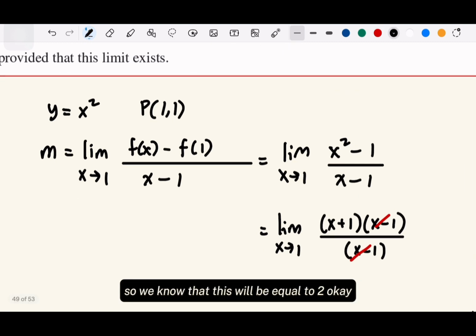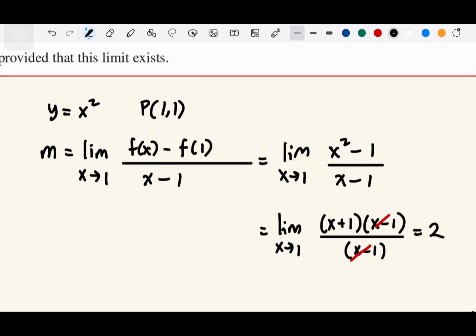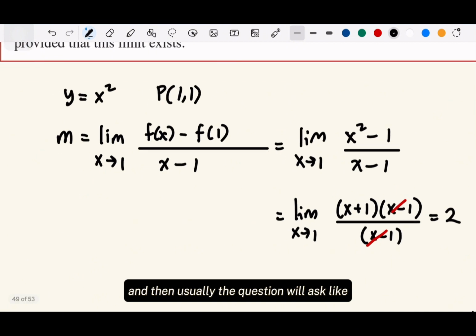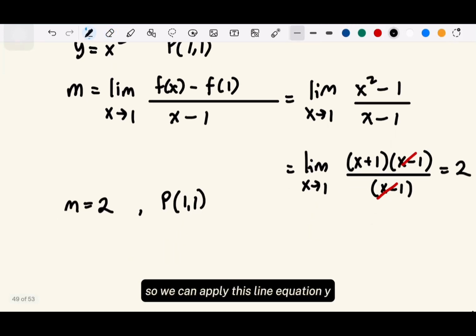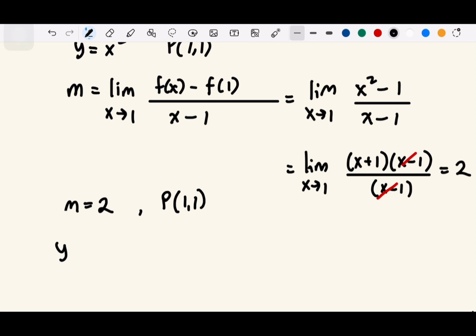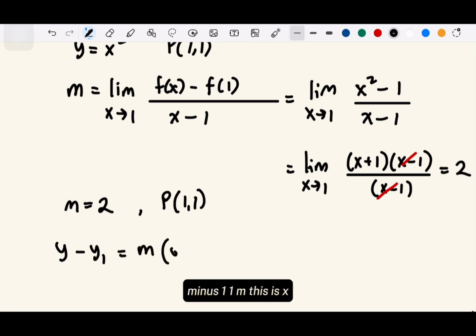So we know that this will be equal to 2. Okay. And then usually the question will ask, what is the equation of the tangent line? So the meaning is we have m equal to 2, and we have the point P, that is (1, 1). So we can apply this line equation y minus y1 equals m times (x minus x1).